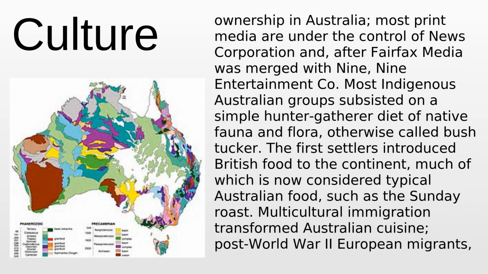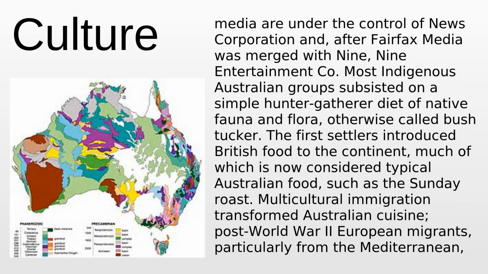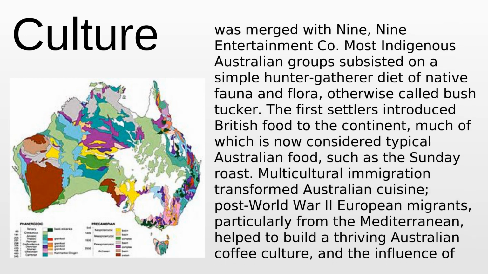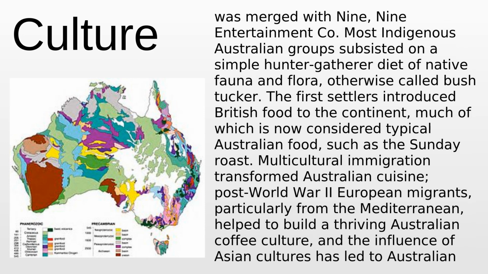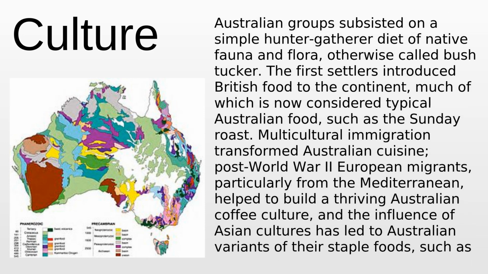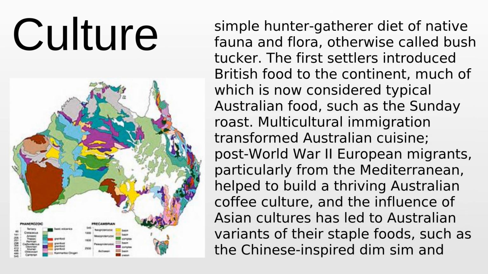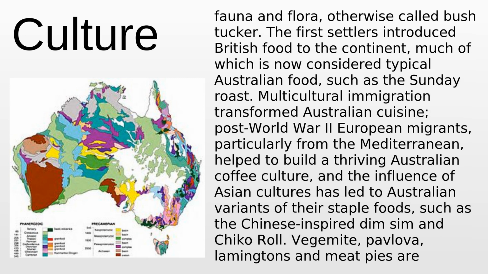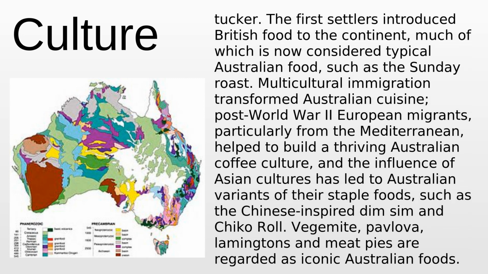Most Indigenous Australian groups subsisted on a simple hunter-gatherer diet of native fauna and flora, otherwise called bush tucker. The first settlers introduced British food to the continent, much of which is now considered typical Australian food, such as the Sunday roast. Multicultural immigration transformed Australian cuisine.